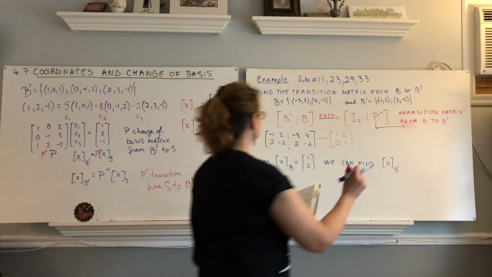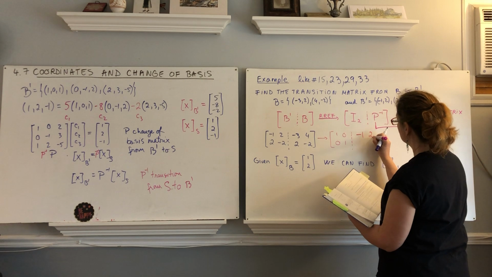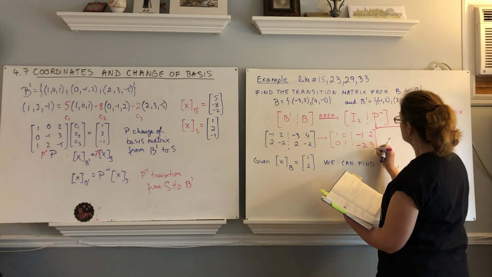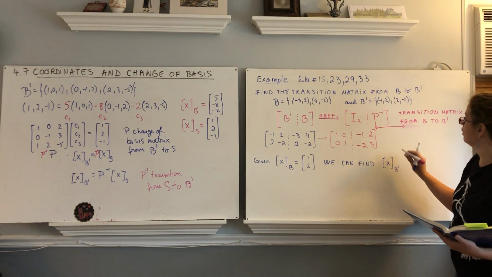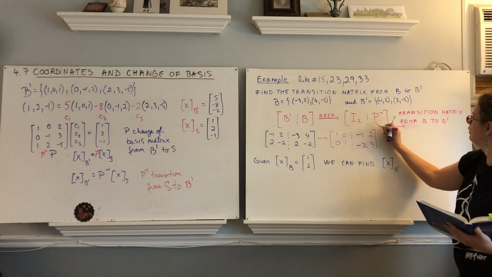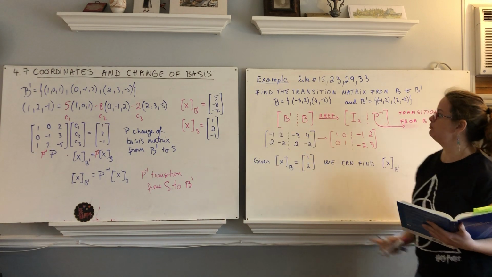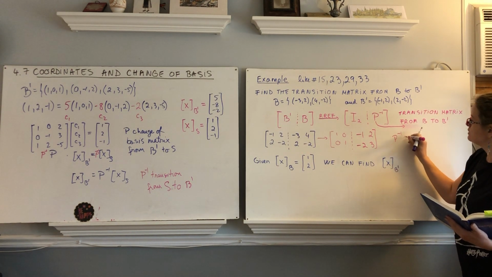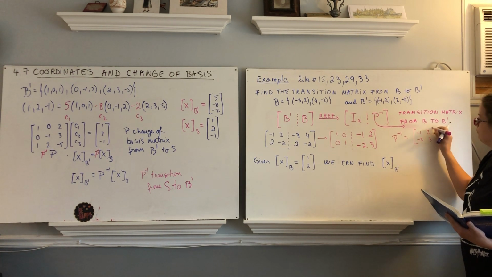This row reduces to -1, 2, -2, 3. So my matrix P inverse, I computed P inverse here. P inverse is my transition matrix from B to B prime. That's my P inverse. So P inverse is given by -1, 2, -2, 3.